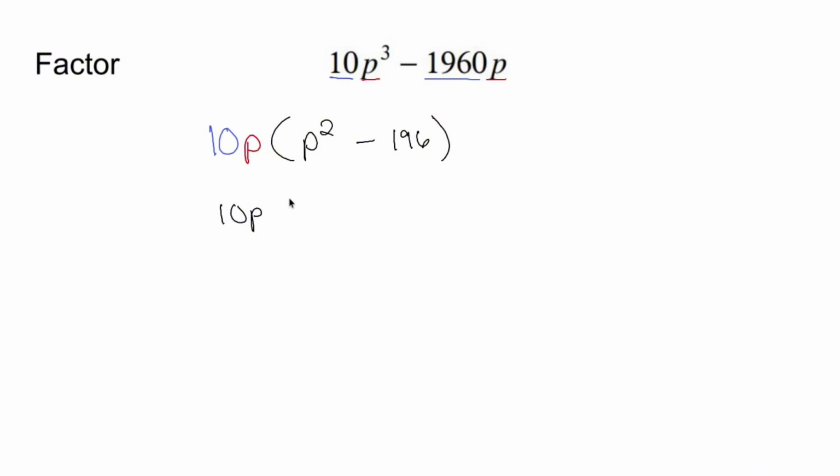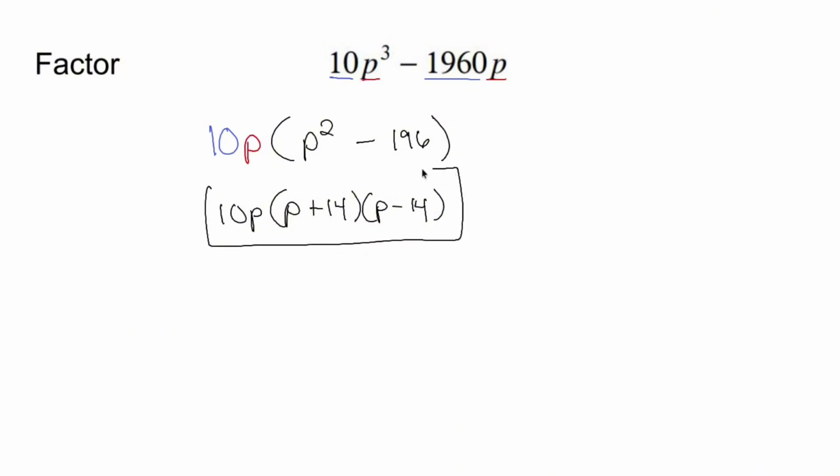So if it's a difference of squares, I can factor this out to make it look like this. Plus sign, minus sign. If you're a square, then you take the square root to put it in the first part. And if you're a square, then you take the square root to put it in the second part. So when all is said and done, we have 10p times the quantity p plus 14 times the quantity p minus 14, and that factors out to that.